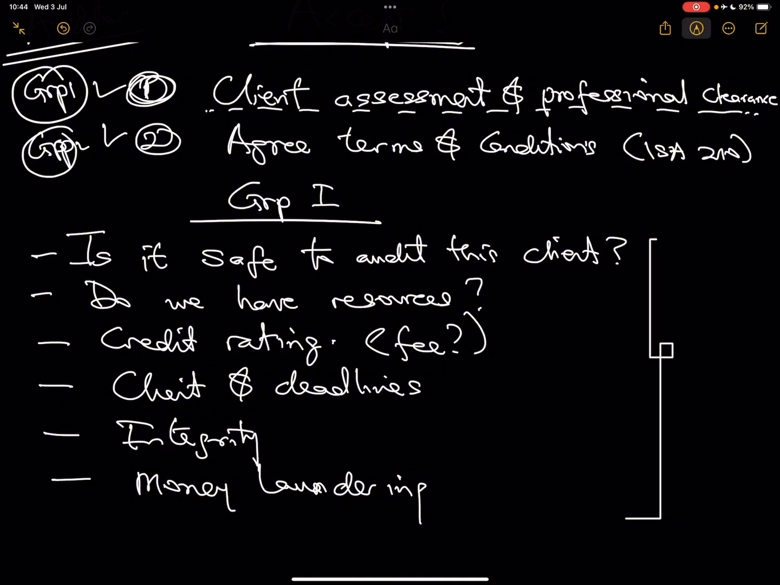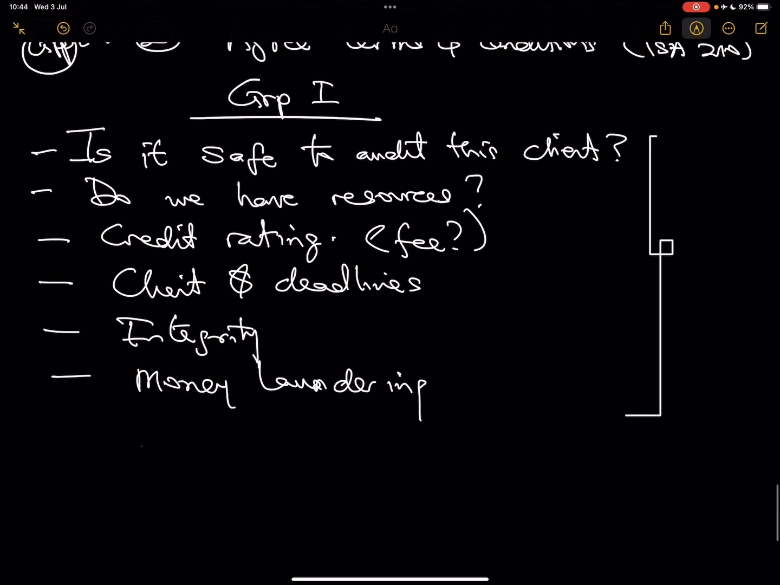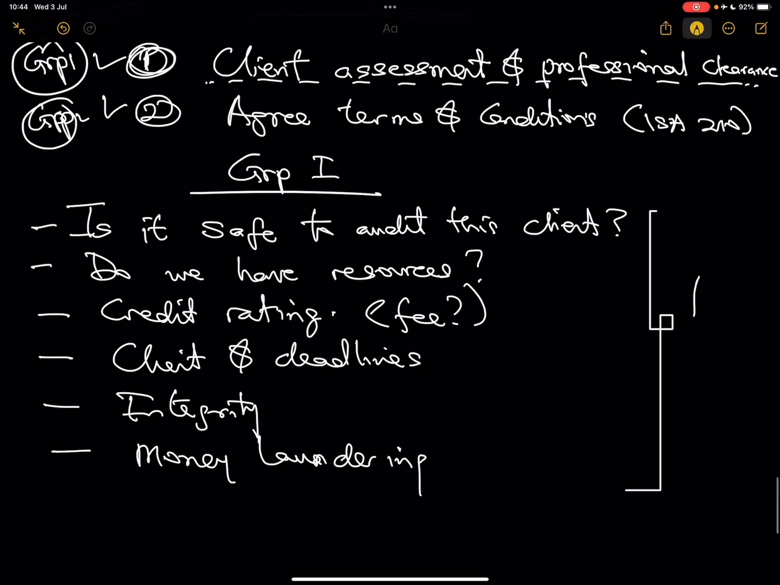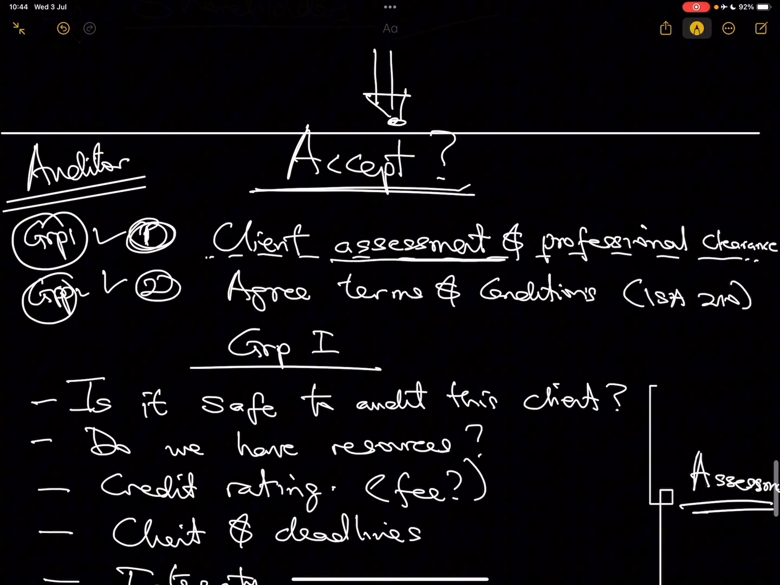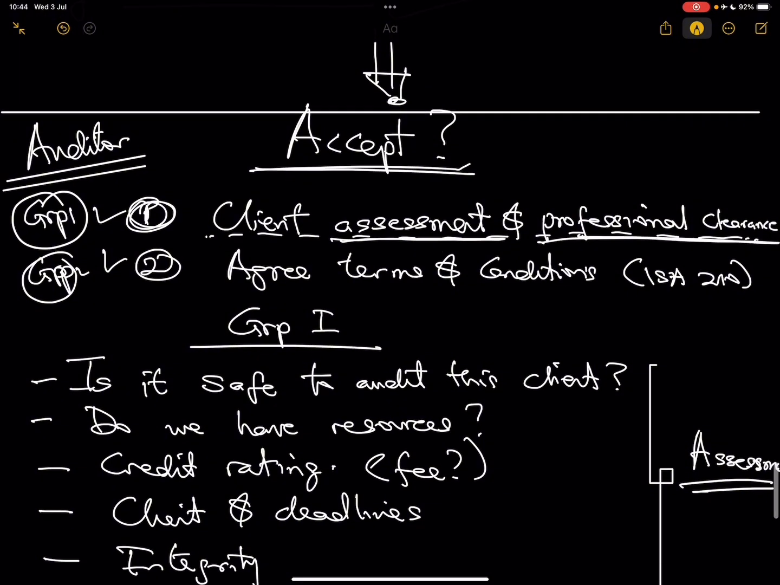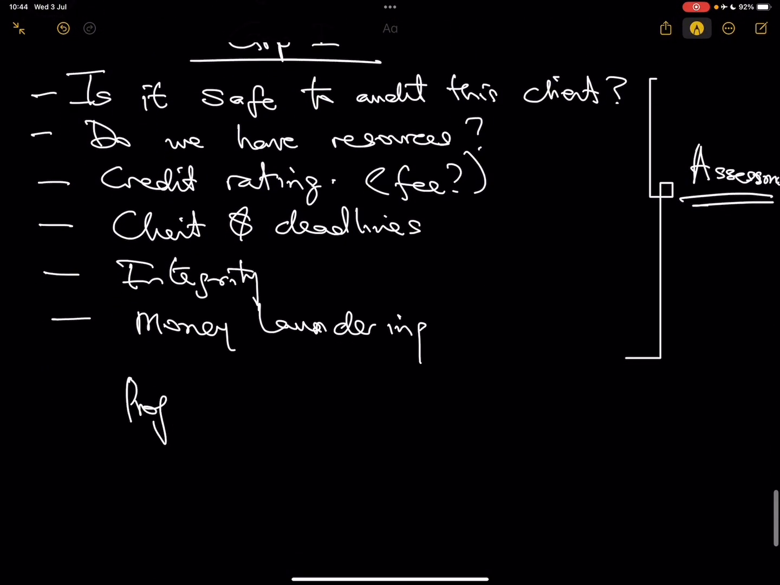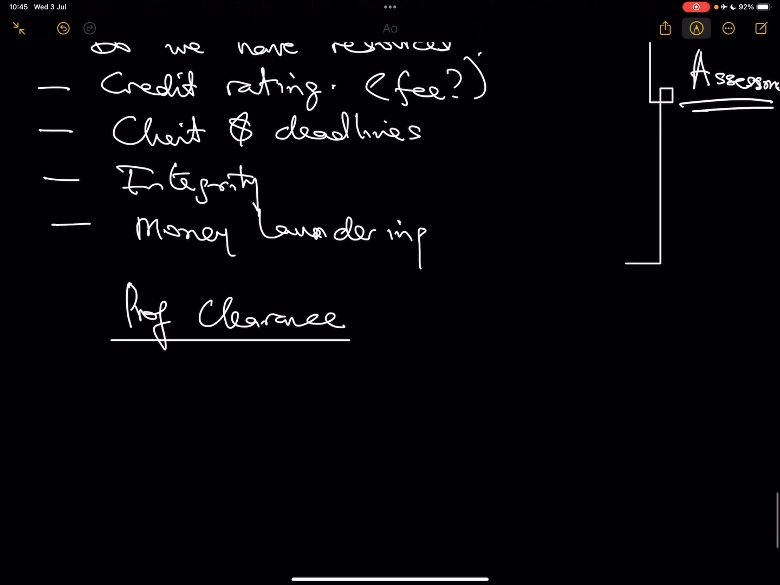In professional clearance, let me quickly touch on it. So this one, you are doing an assessment here. Now you need to also do professional clearance. Professional clearance is very straightforward. Since I am not going to be your first auditor, this is usually how you do it when you are not the first auditor. So it's not the first time that the client is asking for an audit, which means that someone has been auditing that client before. So what you are doing in professional clearance is to speak to the previous auditor.